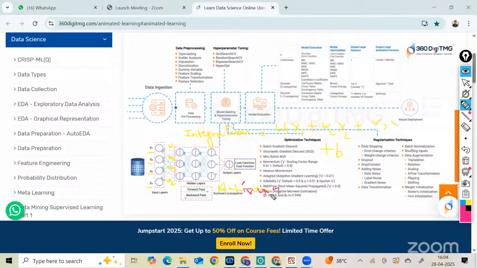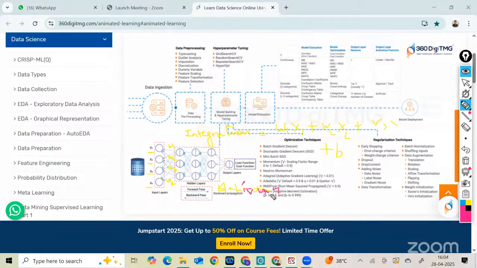Your updating weight or new weight will be associated with this. Okay. Once you reach here, again this new weight will be there.